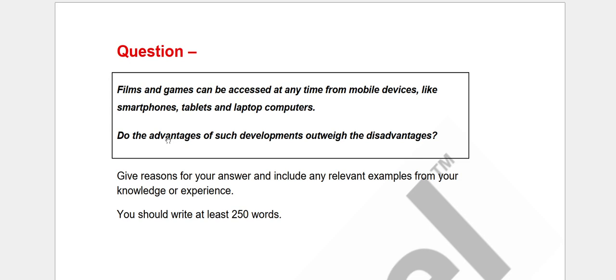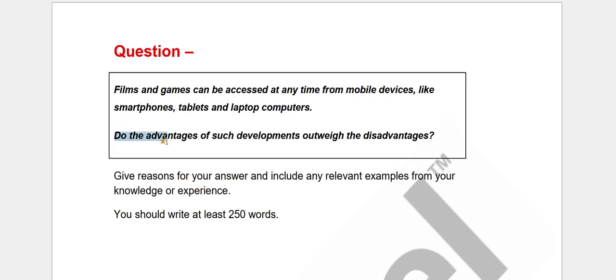So this is the question that came in the exam. Let's read the question first. Films and games can be accessed at any time from mobile devices like smartphones, tablets, and laptop computers. Do the advantages of such developments outweigh the disadvantages? So here is the type we're talking about. Do the advantages outweigh the disadvantages? We're going to look at this question in depth in a bit.